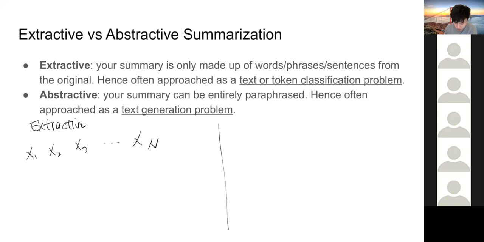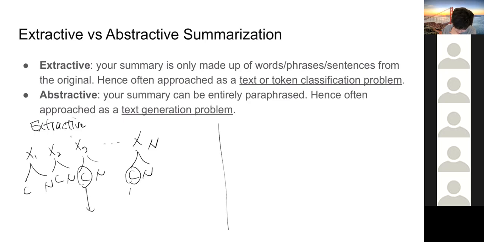And because your summary has to be made up only of words, phrases, and sentences from your original, and one more thing is you're usually assuming that the order is not shuffled, which means you just have to classify whether each word in the original sentence is contained or not in the final summary. So this becomes basically a token-level classification problem, right? It's either contained or not contained. You just classify each token into these, and then you take, for instance, the contained ones to make the final summary.